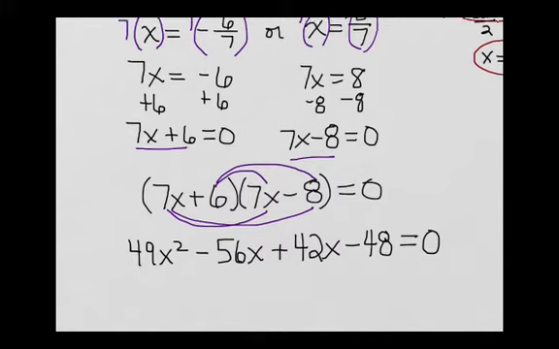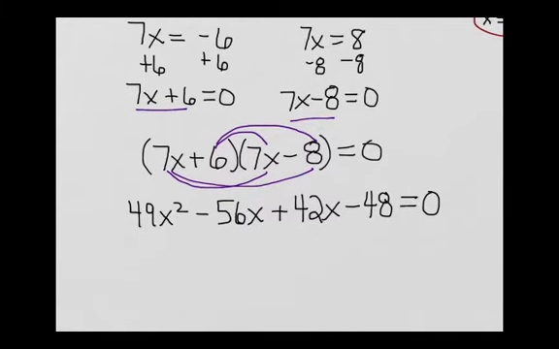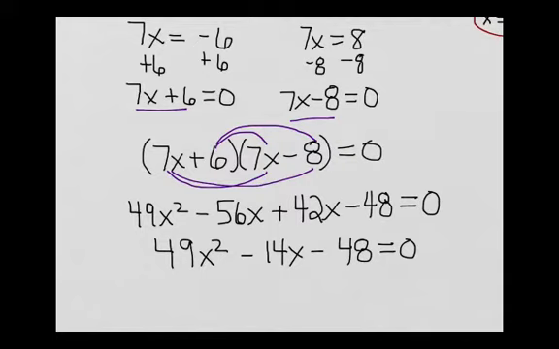So we're almost there. The only thing we need to do is combine the like terms together, and we get 49x squared. Combining these, negative 56 plus 42 is going to give us negative 14x, minus 48 is equal to 0. So this is the quadratic equation that has the solutions x is equal to negative 6/7 or x is equal to 8/7.